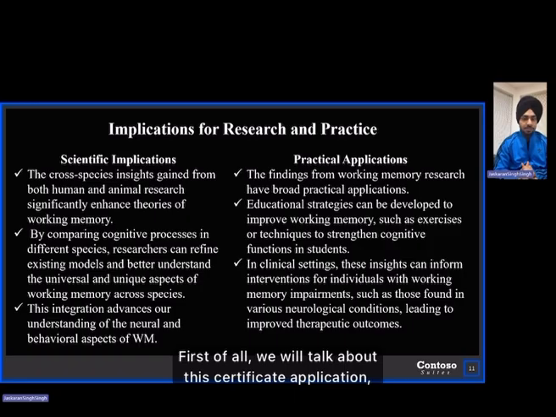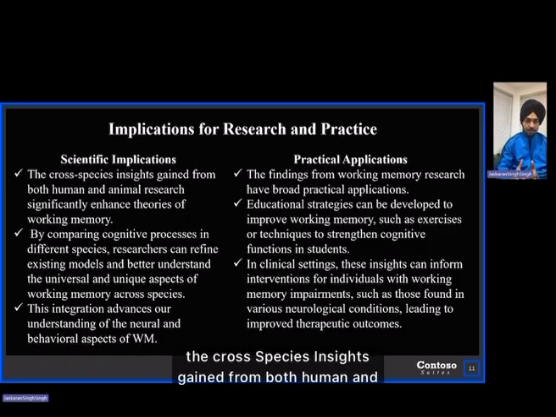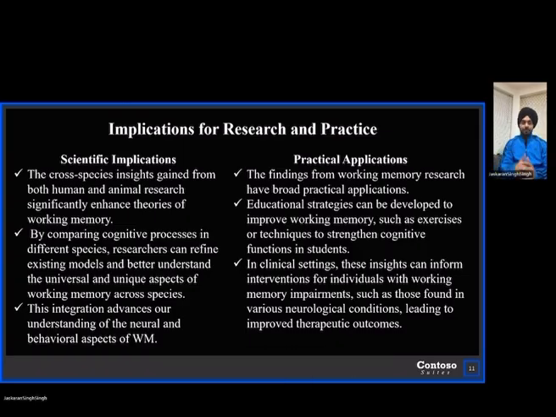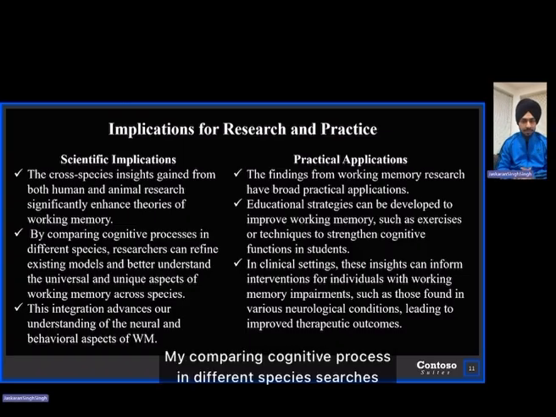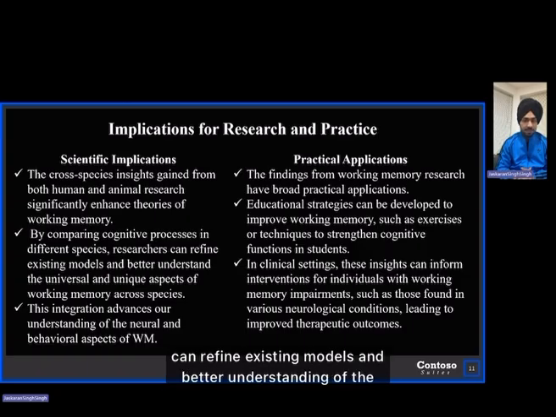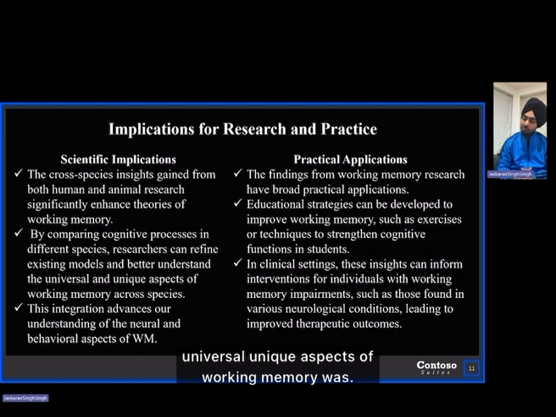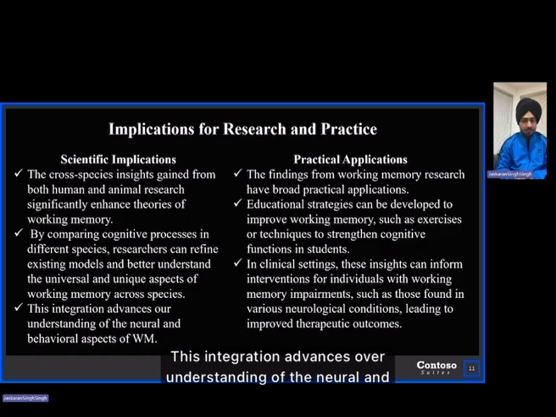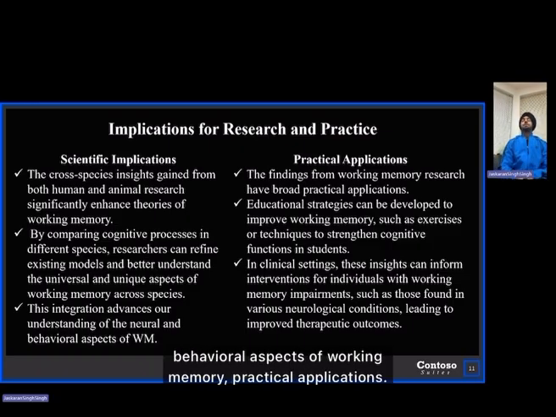The cross-species insights gained from both humans and animals are significant for our theories of working memory. By comparing cognitive processes in different species, researchers can refine existing models and better understand the universal and unique aspects of working memory across species. This integration advances our understanding of the neural and behavioral aspects of working memory.